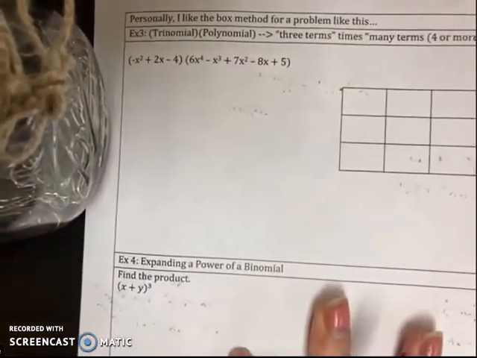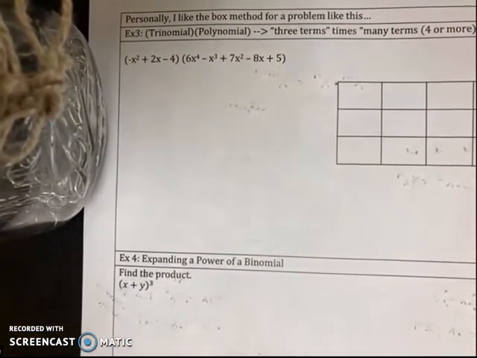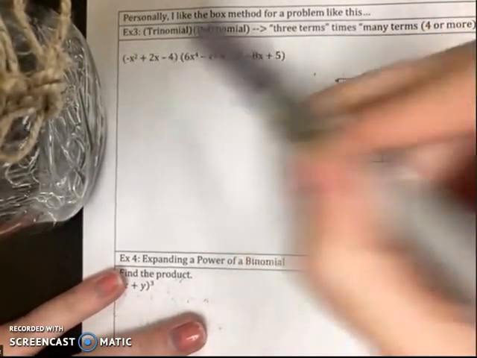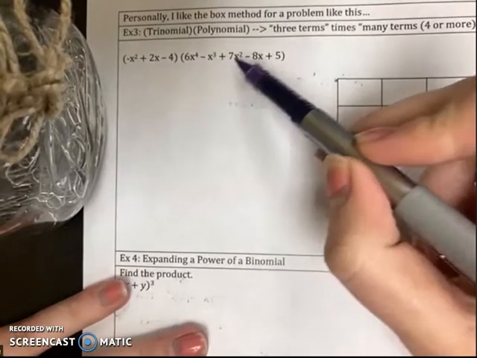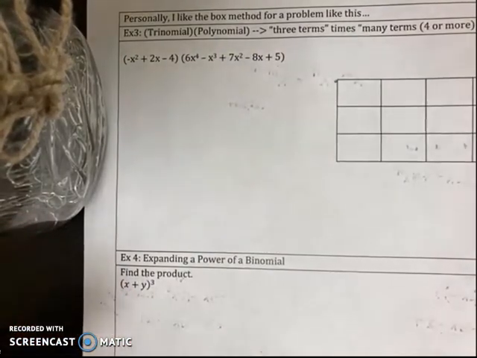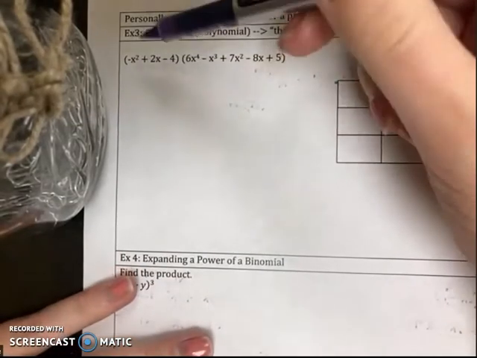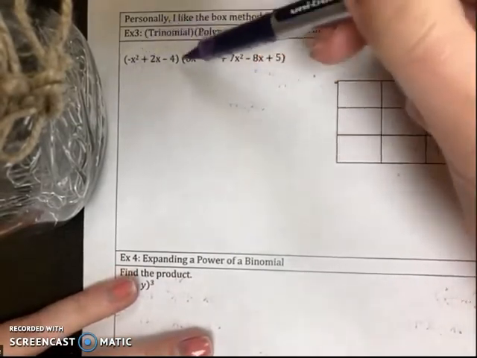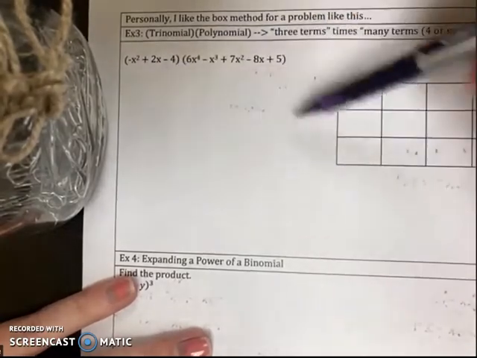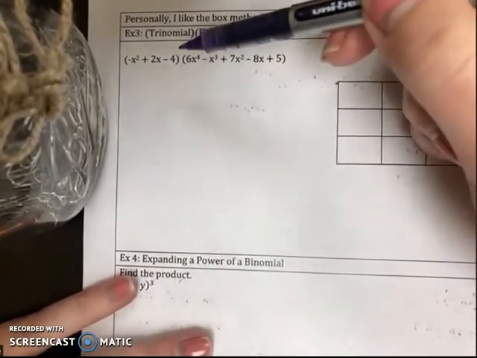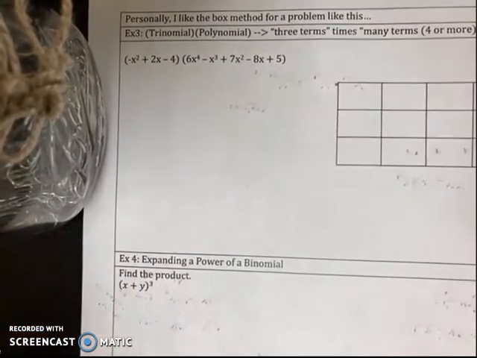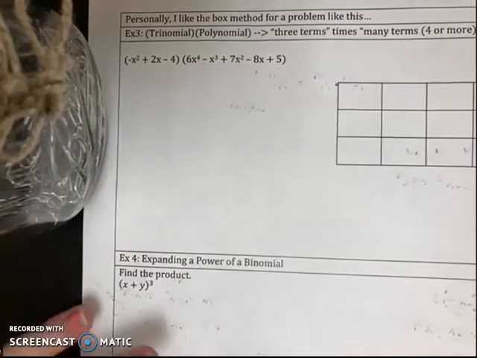I like box method for something like this, okay? This is example 3. We have a trinomial, because 1, 2, 3 terms, and then 1, 2, 3, 4, 5. So we have a polynomial with 5 terms. It's a lot more work, right? And if I were to try to do arrows, this would have an arrow to every single one of those 5 terms. The 2x would have an arrow to every single one of the 5 terms. The negative 4 would have arrows to all of the 5 terms. It's too much. So instead, let's use the box method.